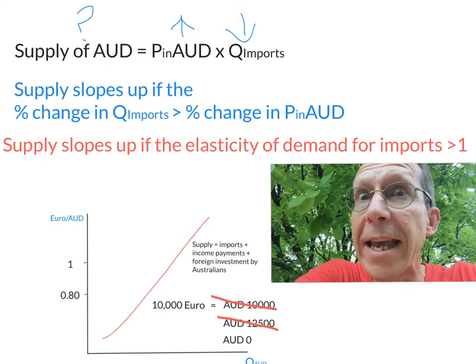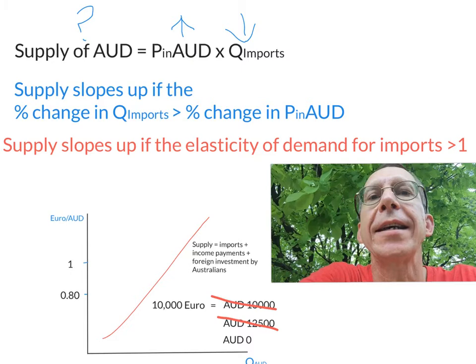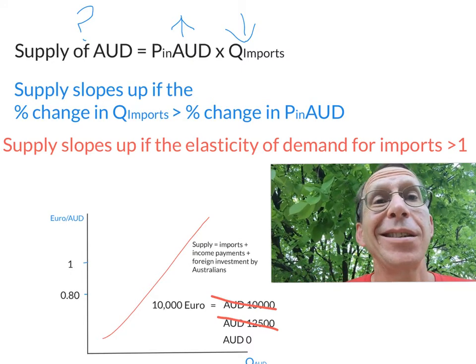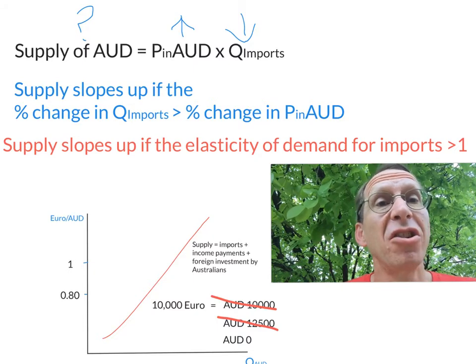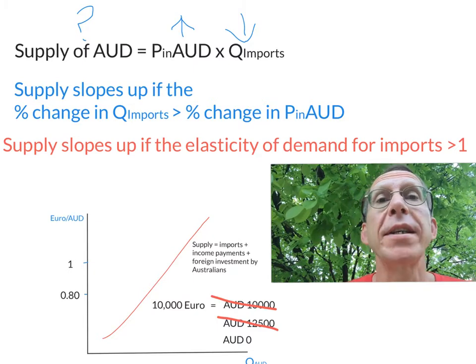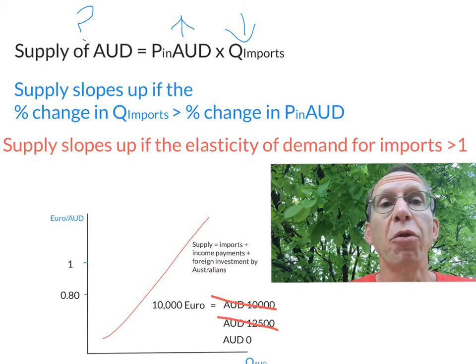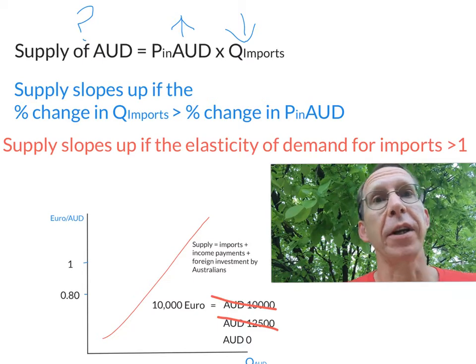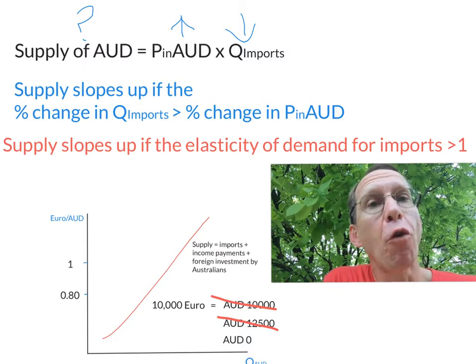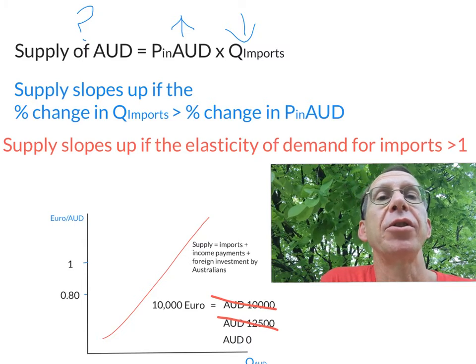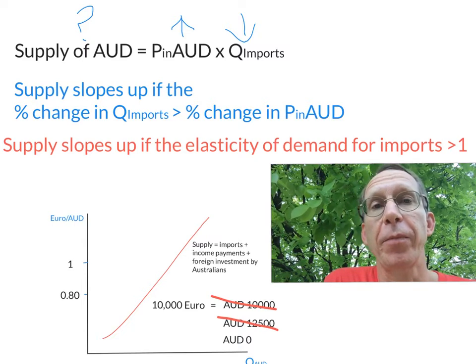Now, before we use any assumption in economics, we should always ask, is this assumption reasonable? Well, I've got to admit, this one is not very convincing. Remember, we started off looking at an example of a European car. Why is the elasticity of demand for the import of European cars greater than 1? I see no reason why it has to be. Fortunately, we don't actually require this assumption to get the supply curve to slope up.